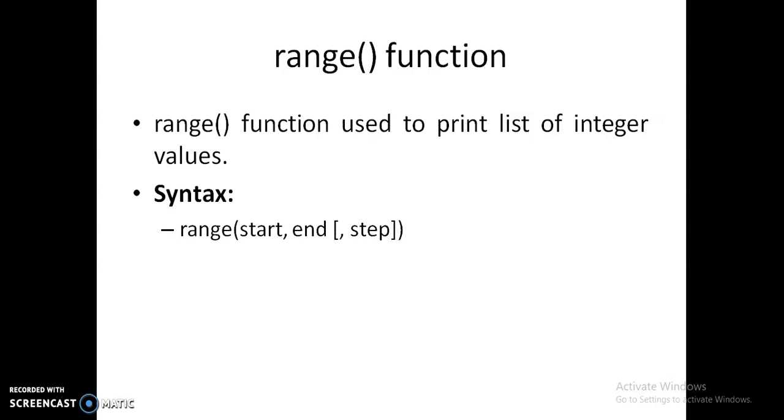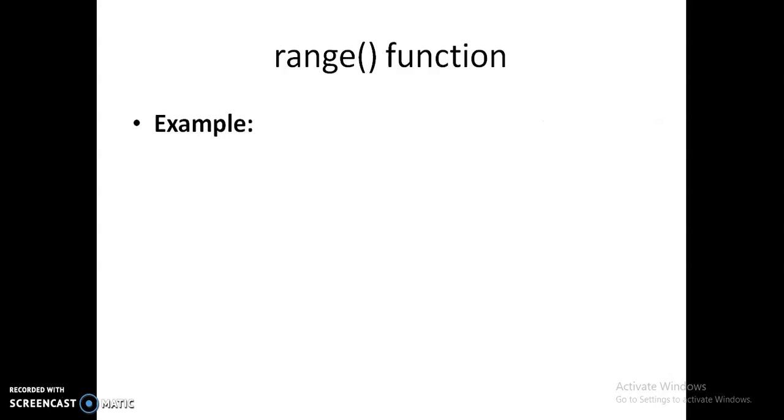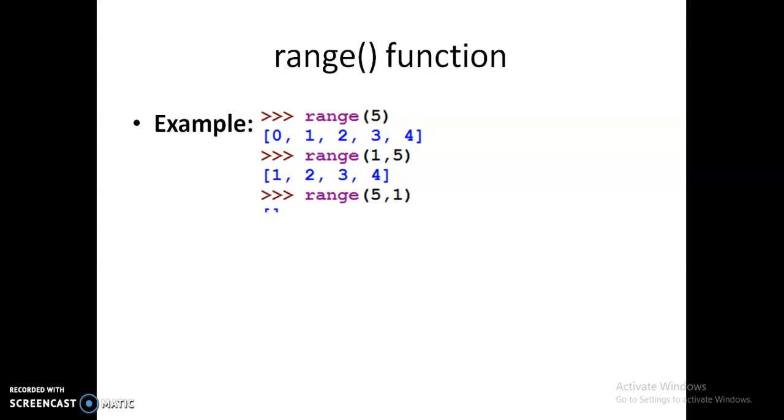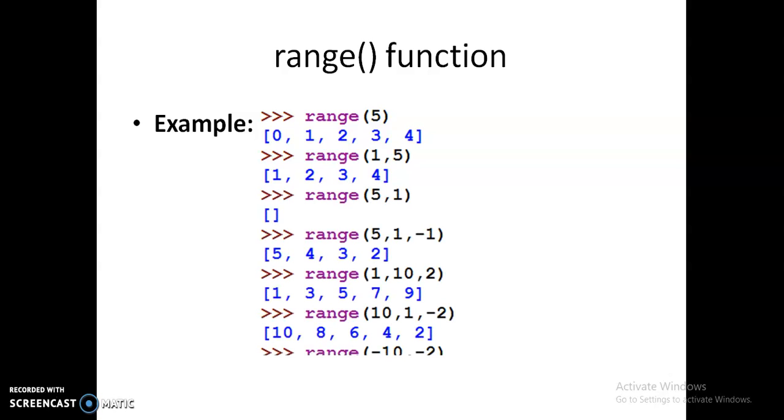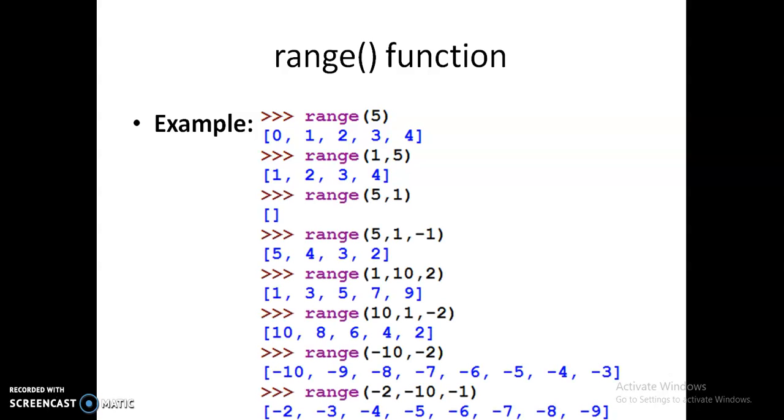Okay. So the syntax of the function is it takes 3 parameters: start, end and step. Step is an optional parameter, so by default step is 1. If you want to specify a different step value, we can give the step value. Example for this, range of 5 generates 5 numbers as a list, 0 to 4.